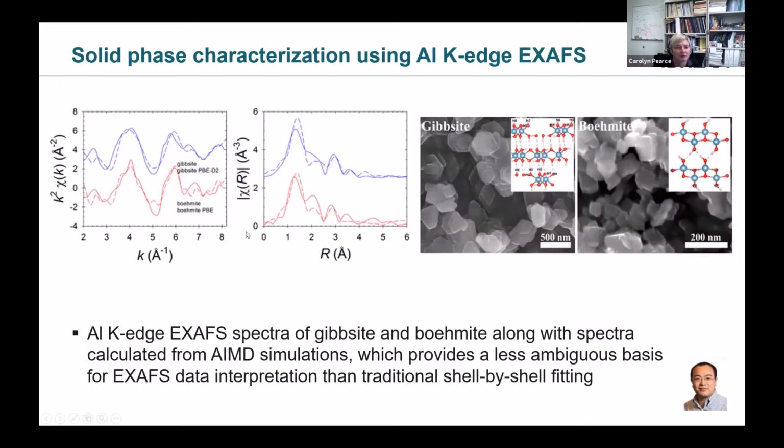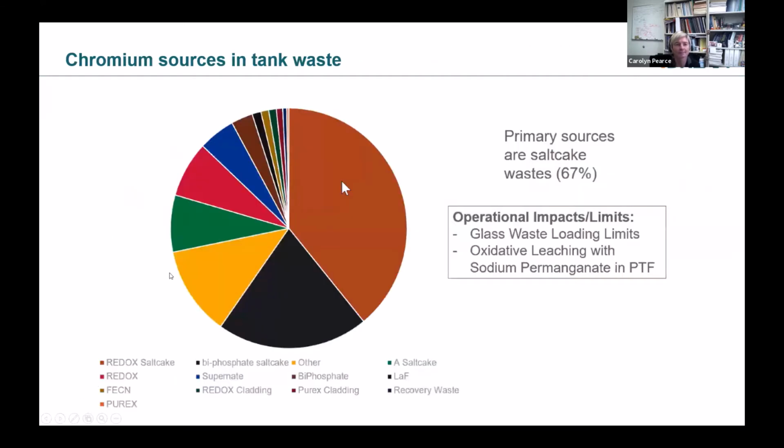And we were able to collect some XAFS, so we were very pleased with that, some good quality aluminium K-edge XAFS, which we were then able to explore using the AIMD approach, which provides a less ambiguous basis for data interpretation than the traditional shell-by-shell fitting. And so we could take the structures of gibbsite and boehmite and really understand the possibility for any defects that might be present in the structure and characterize the structure at an atomic level.